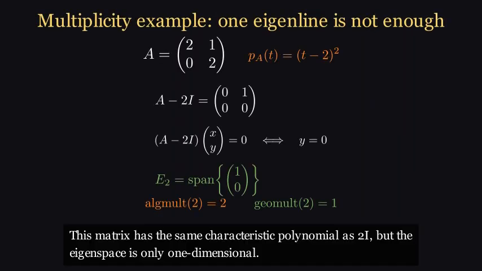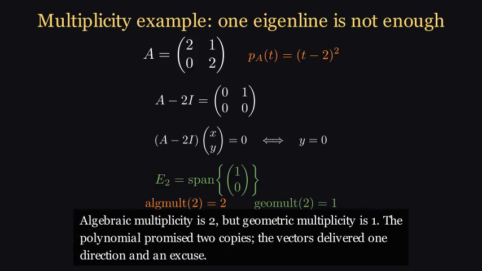This matrix has the same characteristic polynomial as 2I, but the eigenspace is only one-dimensional. Algebraic multiplicity is 2, but geometric multiplicity is 1. The polynomial promised 2 copies. The vectors delivered one direction and an excuse.